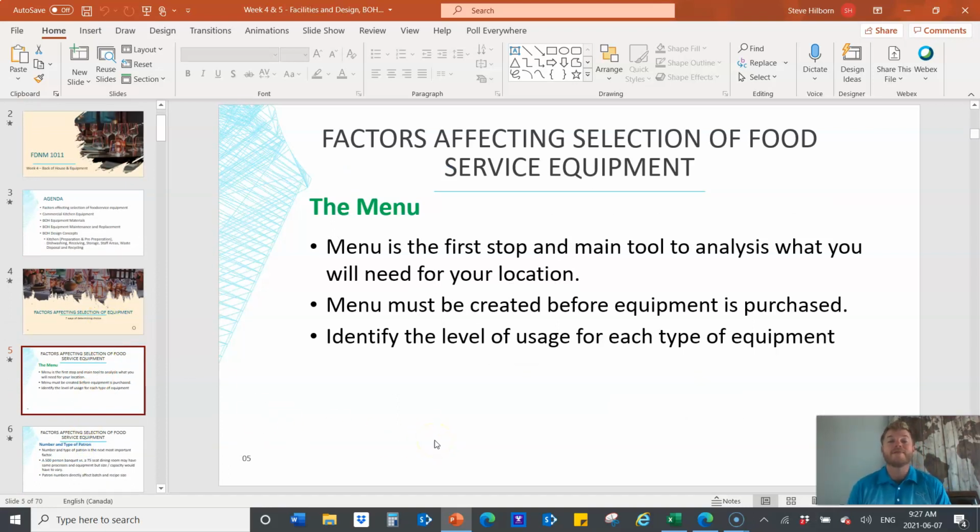The very first one is menu, and we have spoken about this in week 2 and reviewed it a little bit in week 3. The menu is the first stop and the main tool to analyze what you need for your location. A menu analysis must be done, and it will also give you an idea of usage. The only thing we might not know is how many times a deep fryer, as an example, might be used in our particular menu. So let's say we have 6 of our 40 items require a deep fryer. Okay, that's fine. That gives us an idea of where to start.